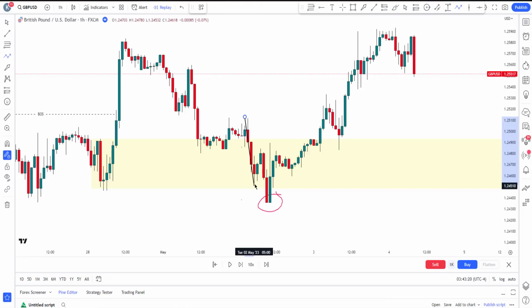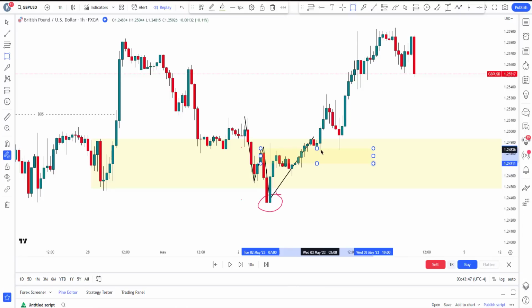Can you see? Price came, had this push again, had this, and then completely pushed to this level, or even to this particular level, this area. So this is our mitigation block right here. Let me show you. This is a mitigation block at this point. Price actually came back and tested from here.